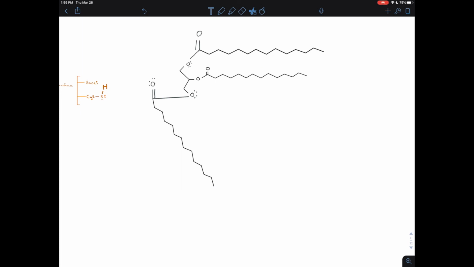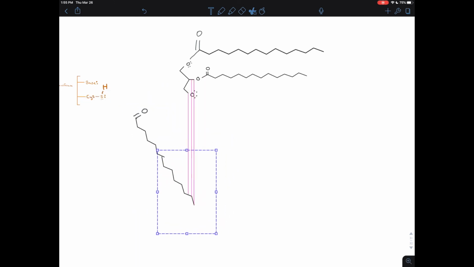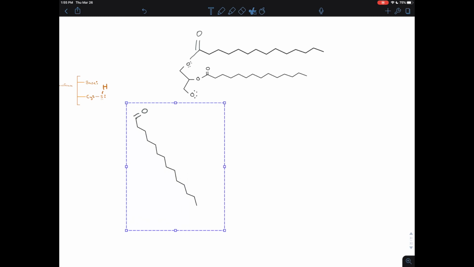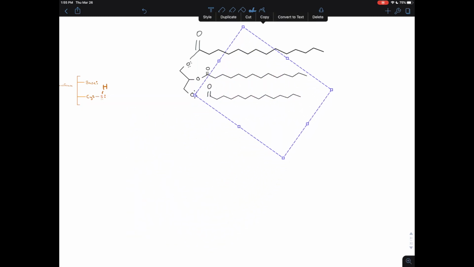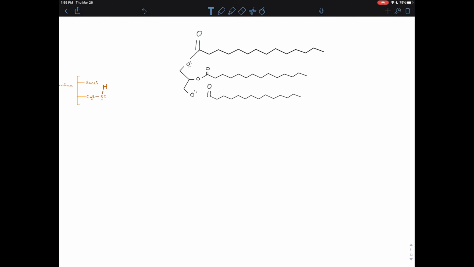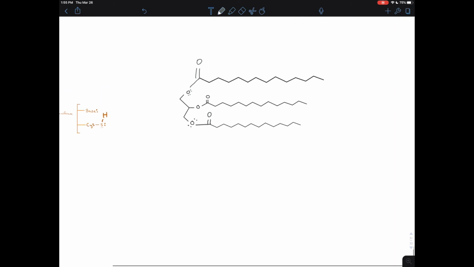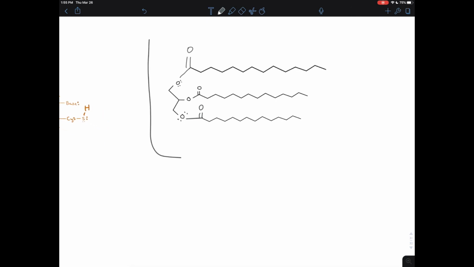Now let me redraw this so that it doesn't look quite as funky. So there's going to be this bond between that carbonyl carbon and the oxygen there. And this carbonyl, I'm just going to reorient it. And that is our triglyceride. So we have resynthesized our triacylglycerol, or our triglyceride.